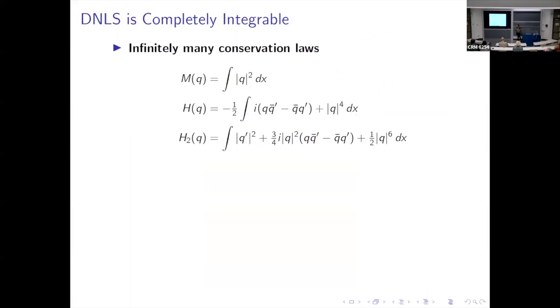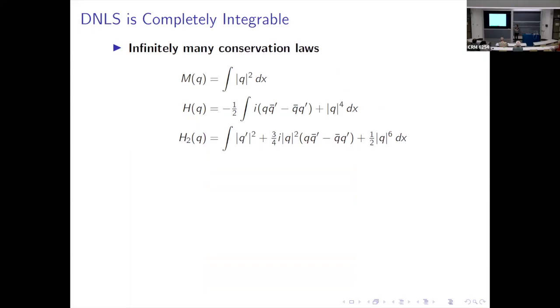Which now brings me to the fact that I owe you a definition of what complete integrability is. And perhaps I will disappoint you, but there will be no definition because there is no definition. So instead, what I can do for you is give you a list of symptoms that if you see them, you can say, yes, this is an integrable equation. So here's a few of them.